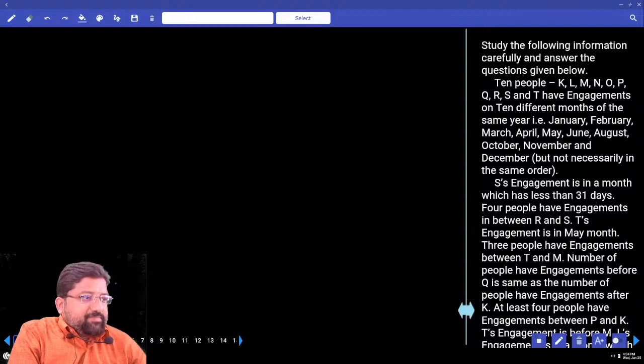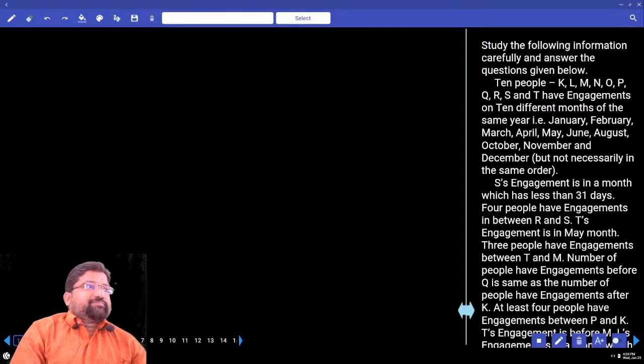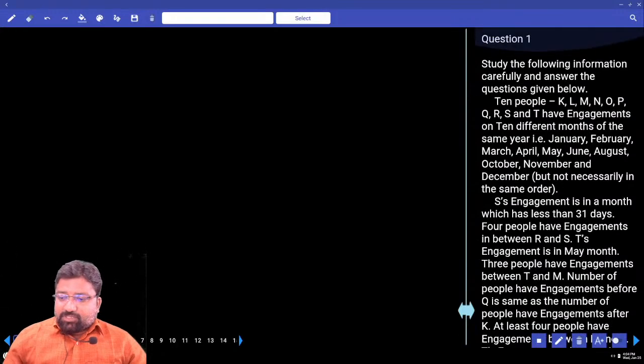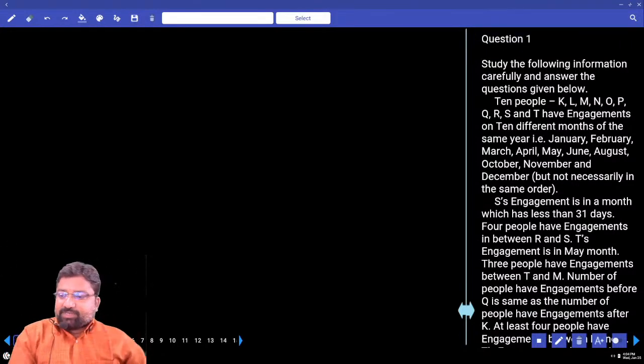This is LIC AO model test number 29. Let's try to solve the questions from reasoning first. How many people? 10 people.